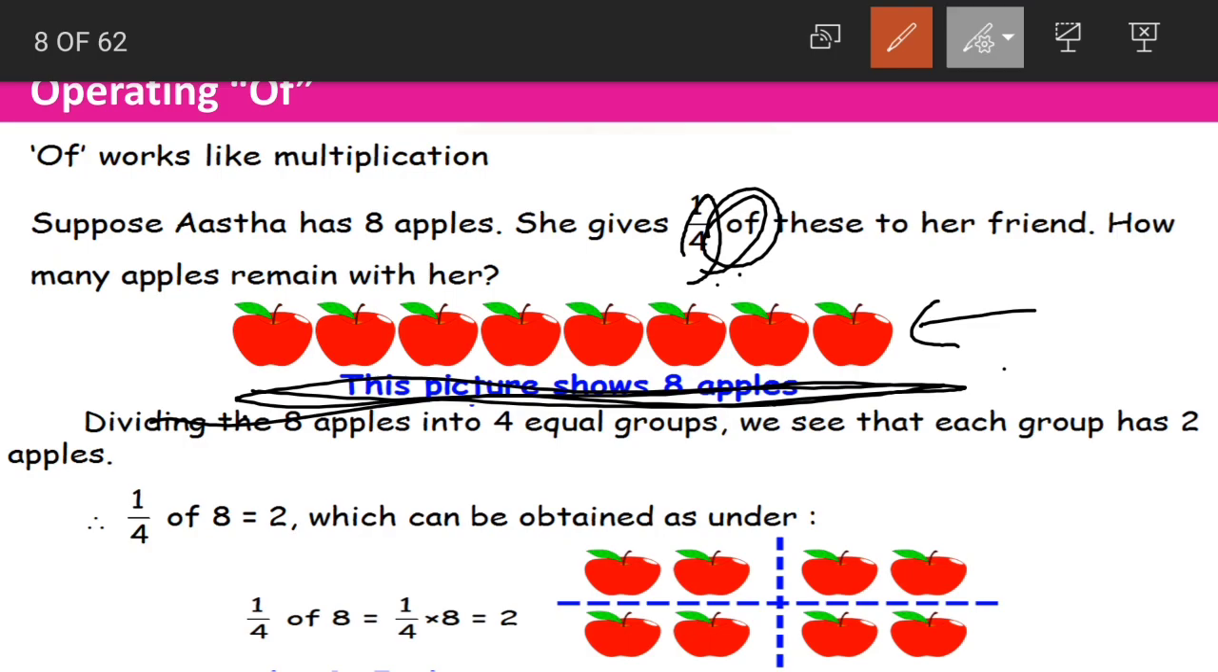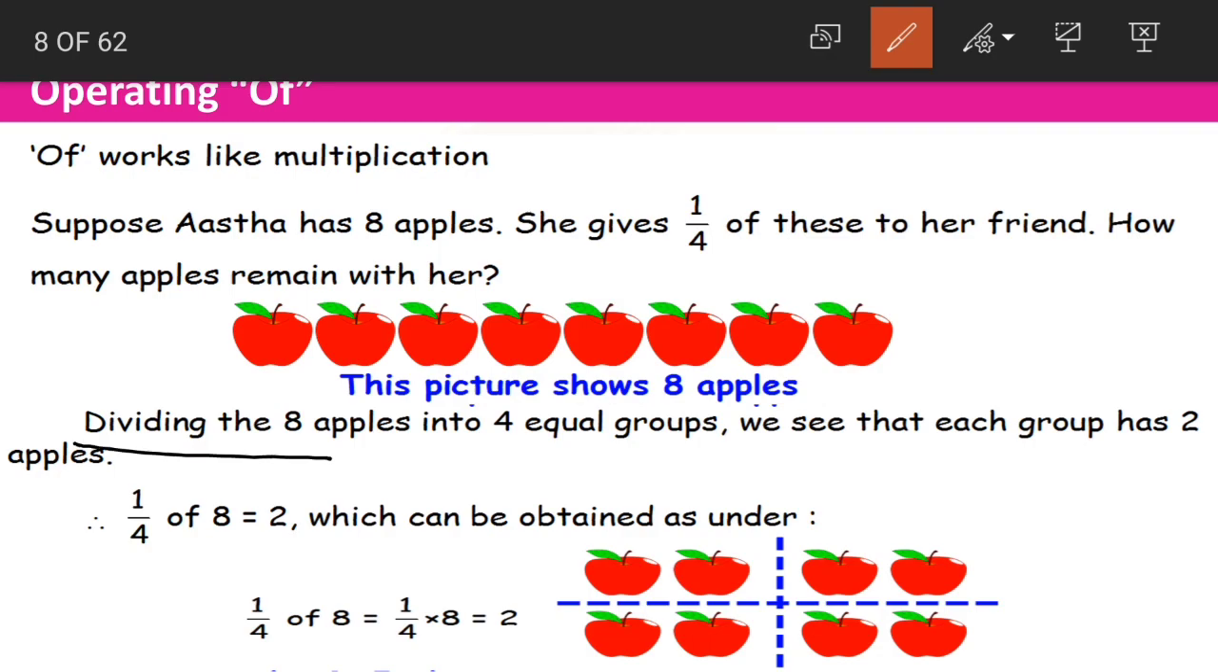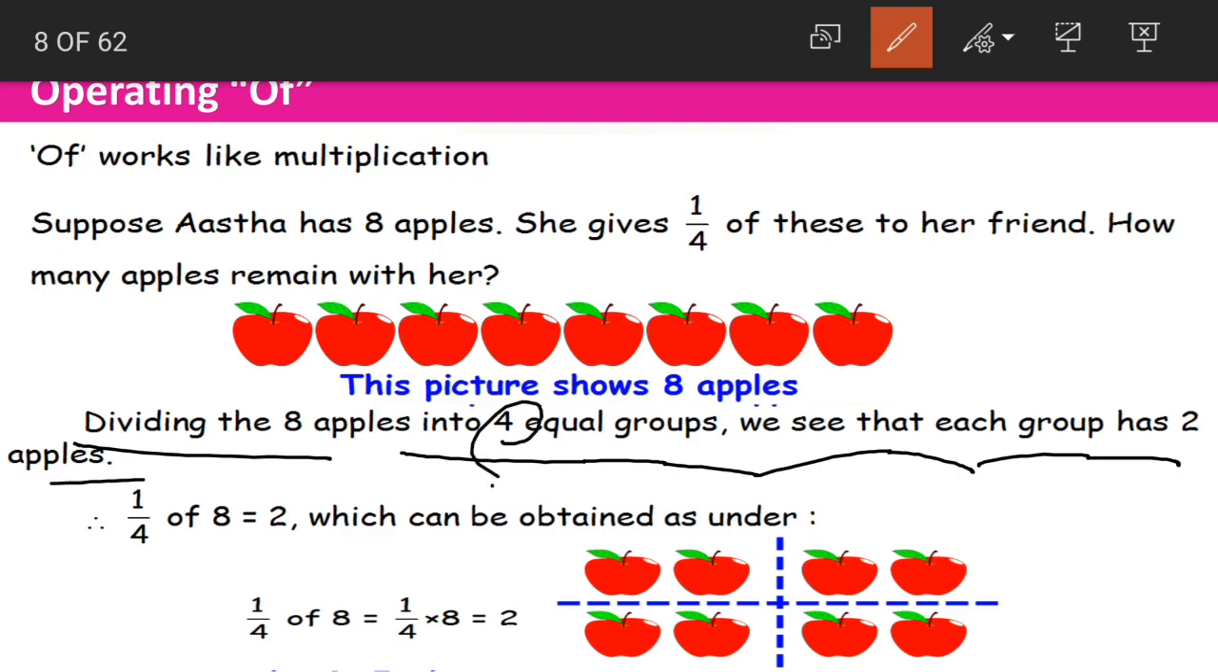Now how many apples remain with her? How do we find out? Dividing the 8 apples into 4 equal groups, we see that each group has 2 apples. Now why are we dividing it into 4 equal groups? Because look at the fraction here. What did she give? She gave away one of the 4 parts. The total parts she divided into were 4. Yes, so we are dividing the given apples into 4 parts.